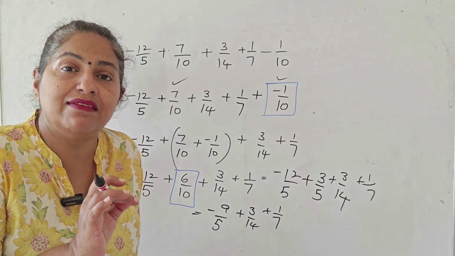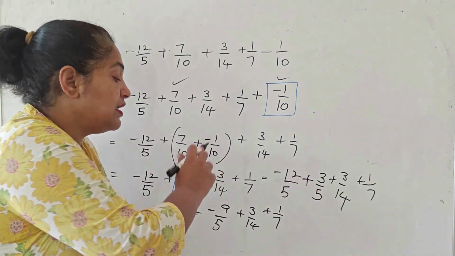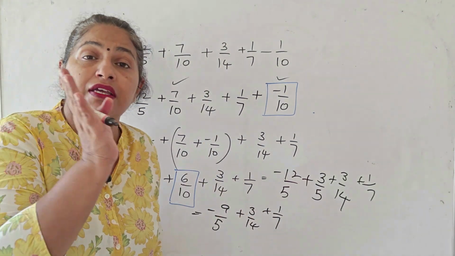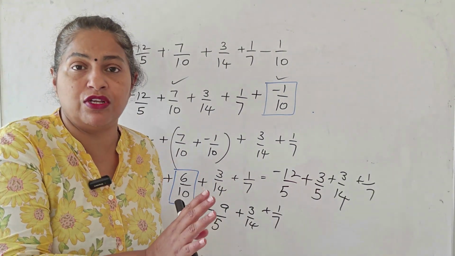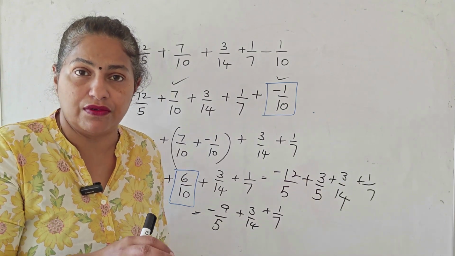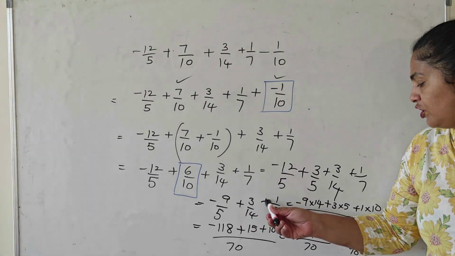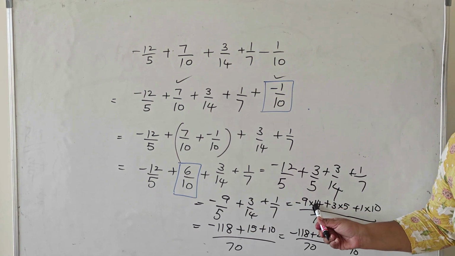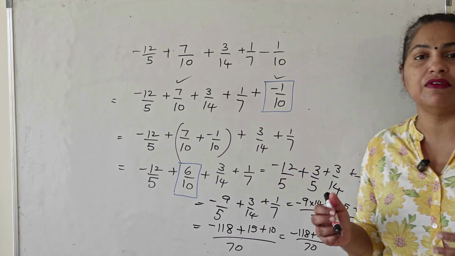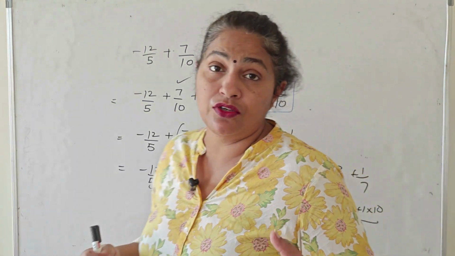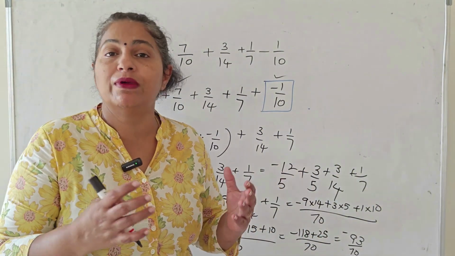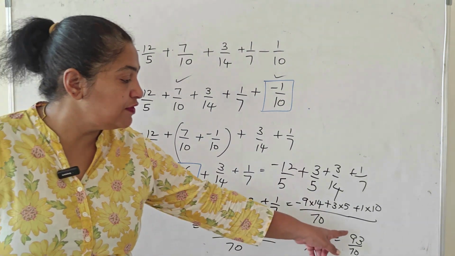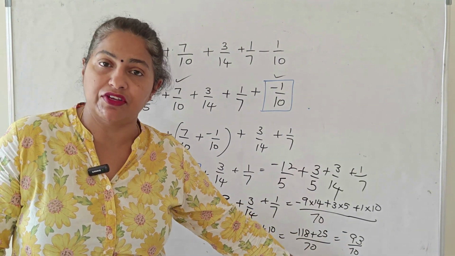Now, I will take the LCM of all the denominators, convert each of the rational numbers into a rational number with the same denominator and solve. So, here you can see that the denominator is 70 and in the numerator you will get minus 9 into 14, 3 into 5, 1 into 10, because we are converting each of the rational numbers into a rational number with the denominator 70. Solving, you will get minus 93 by 70.